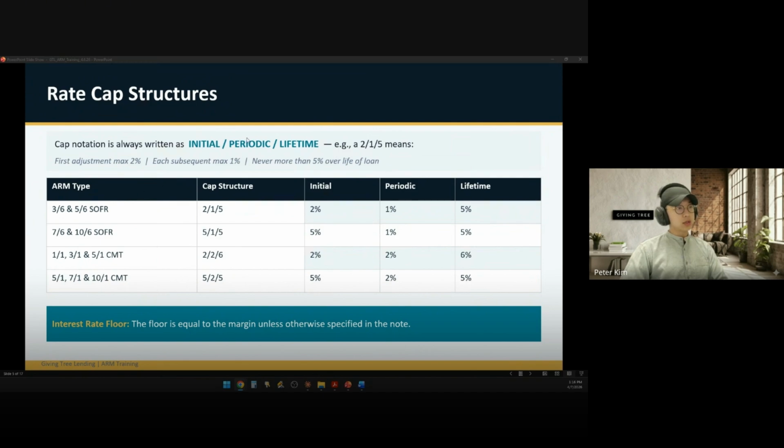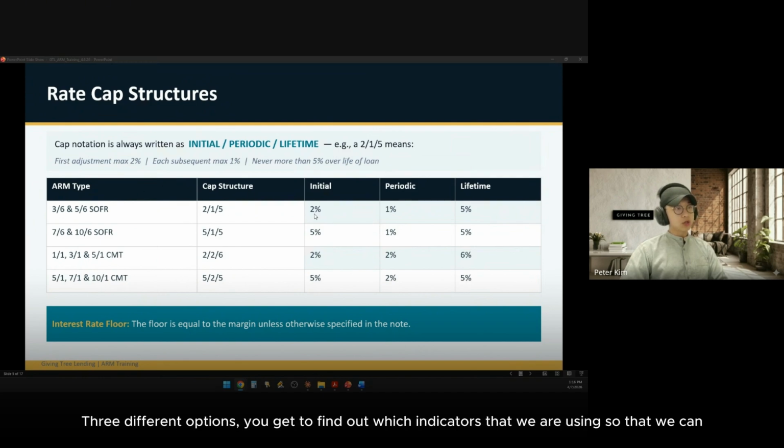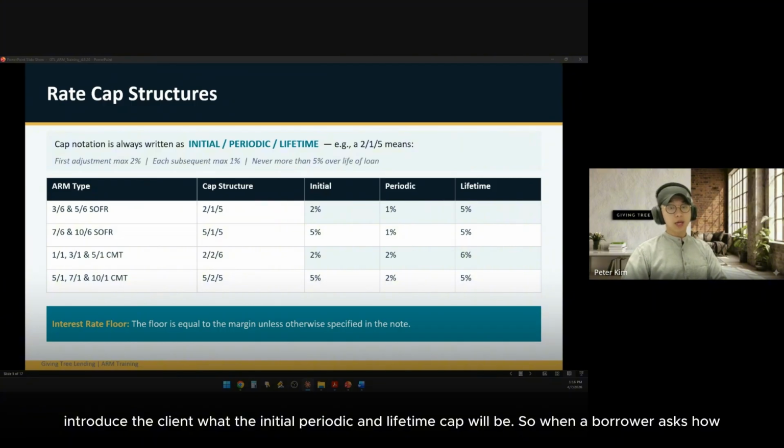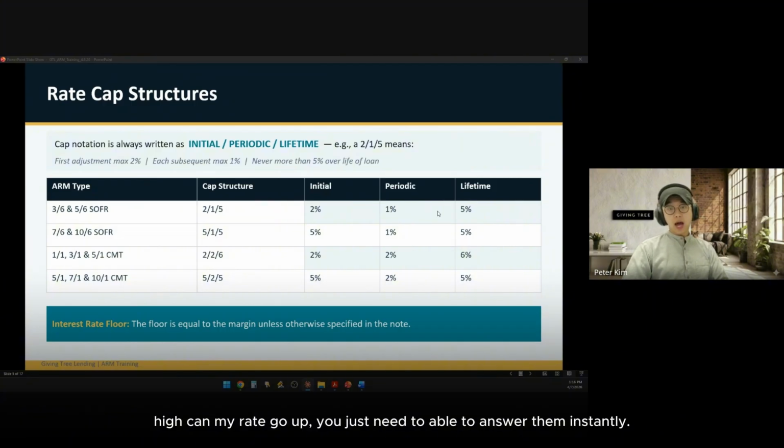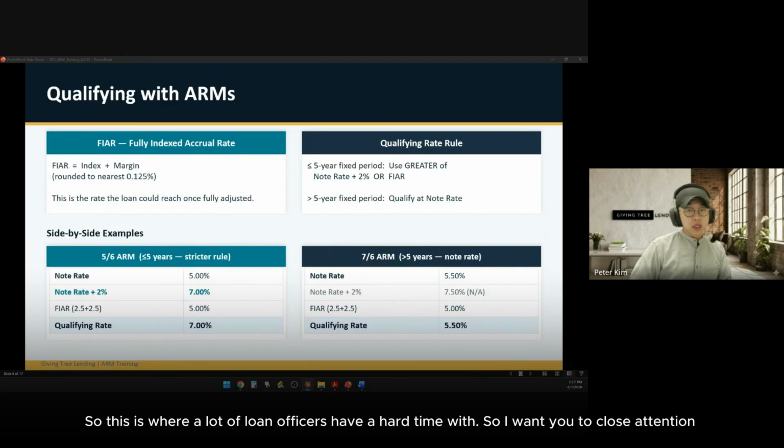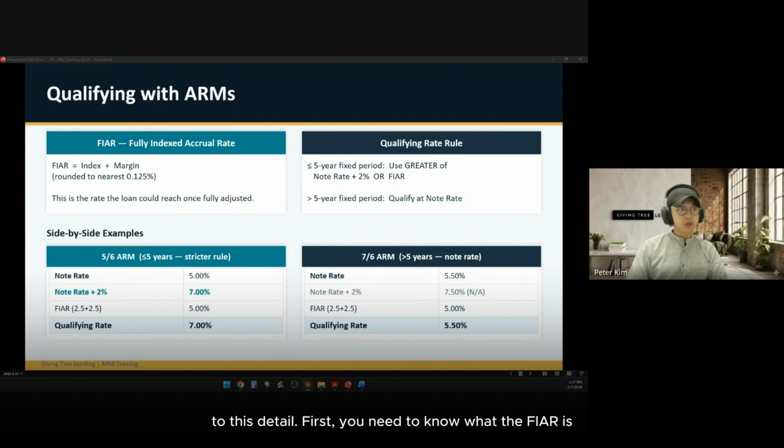When you see these 3 different options, you get to find out which index we are using so that we can tell the client what the initial, periodic, and lifetime caps will be. So when a borrower asks, how high can my rate go up? You need to be able to answer them instantly. This is where a lot of loan officers have a hard time, so I want you to pay close attention to this detail.